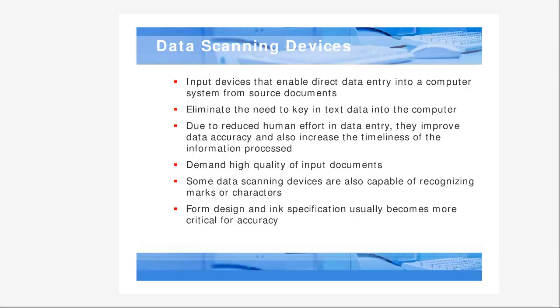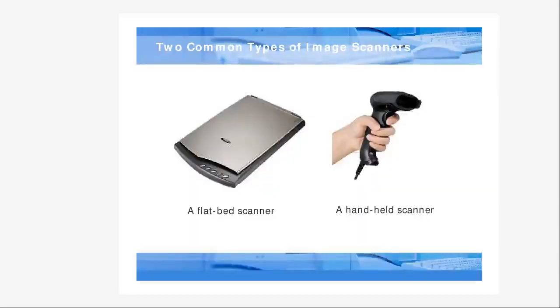These are further classified into how many types? Two types. One is the flatbed scanner, another is the handheld scanner. Okay, so let's see. What is a flatbed scanner? It is like a photocopier machine with a glass sheet. I think all of you have seen the scanner device. How will it look? देखो, flatbed scanner कैसे दिखता है?